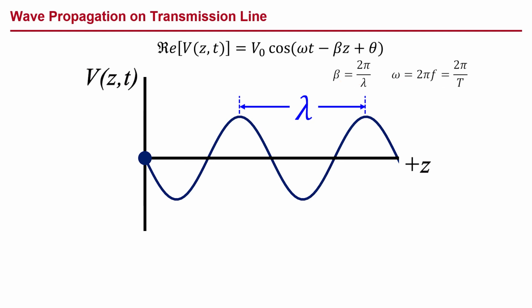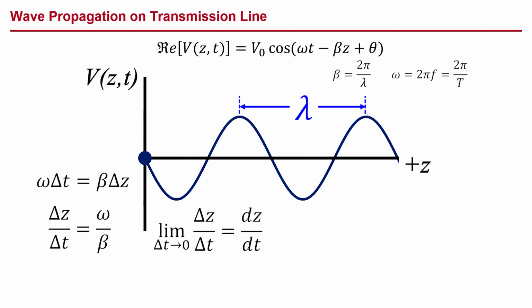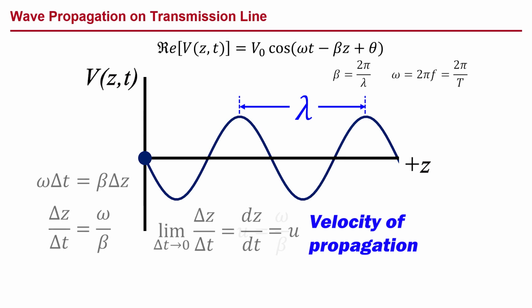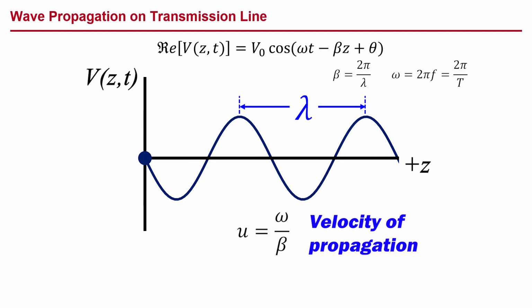Previously, we noted that omega delta t must equal beta delta z. Rearranging terms, we see that delta z over delta t equals omega over beta. Taking the limit as delta t approaches 0, we get dz dt, which is the velocity of propagation of our wave along our transmission line, denoted by the letter u. Thus, the velocity of propagation equals omega over beta.